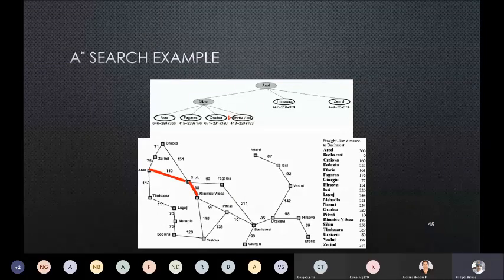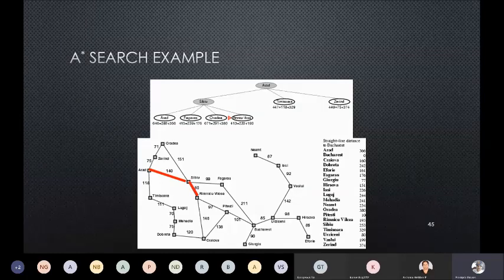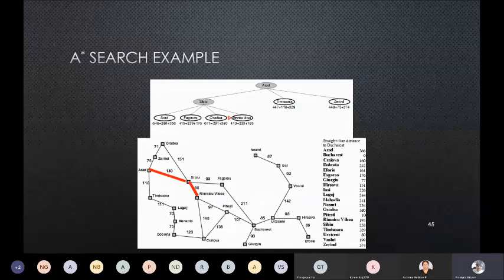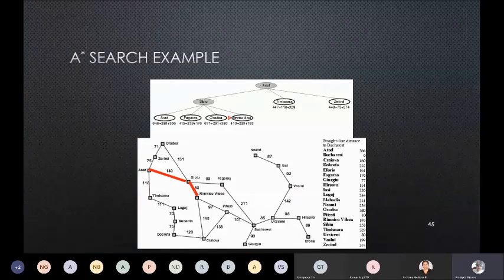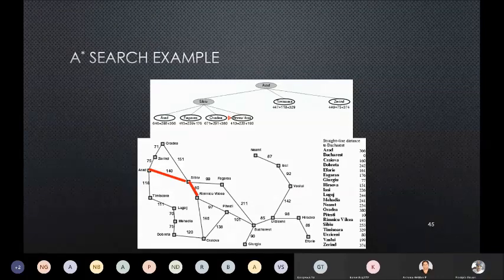So here the lowest value happened to be 430. This is Rimnicu Vilcea, and that's why we reach this city. And from Rimnicu Vilcea, we will see what are the other cities I can travel to.